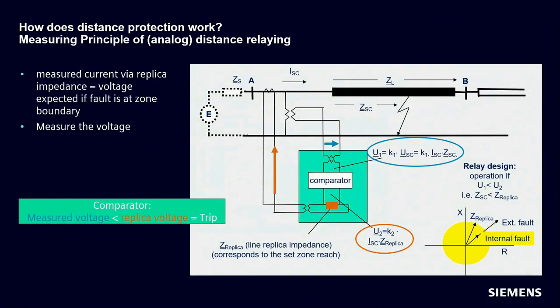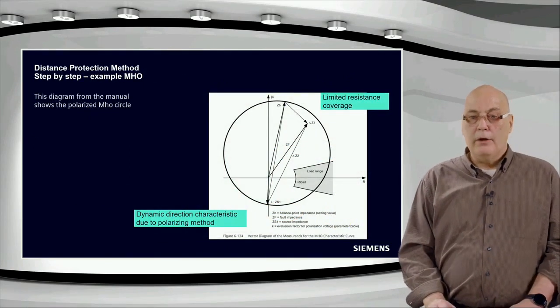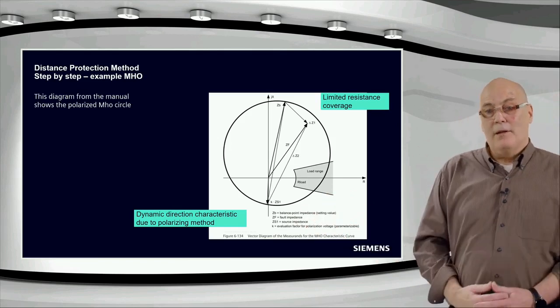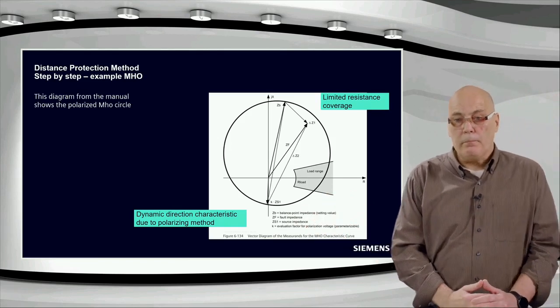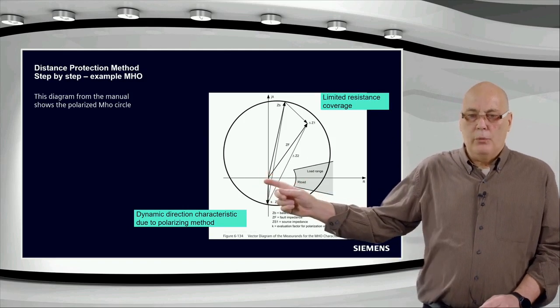So having come back to the circle, even with this electronic comparator, I decided let's maybe look at the most famous circle we have in protection, and that is the Mho circle. Now you can see this interesting thing here. The Mho circle is copied from the manual. This diagram, you may have seen it before, is offset. It's including the origin over here, and this will explain this a little bit later.